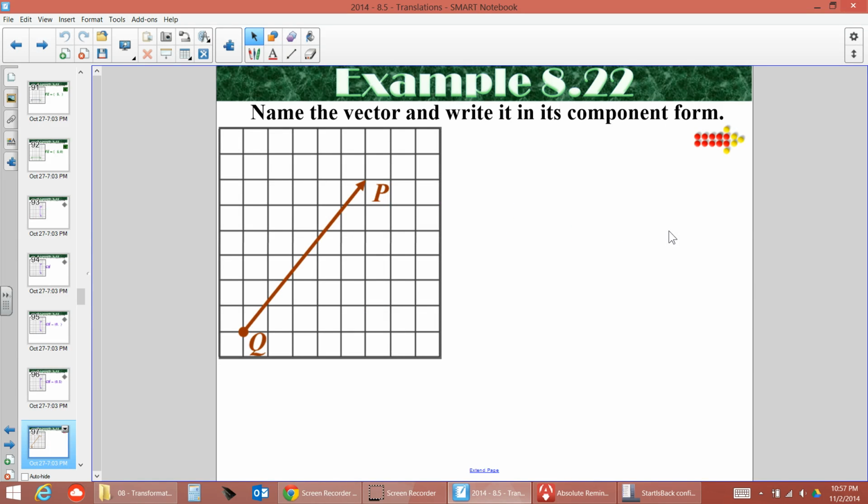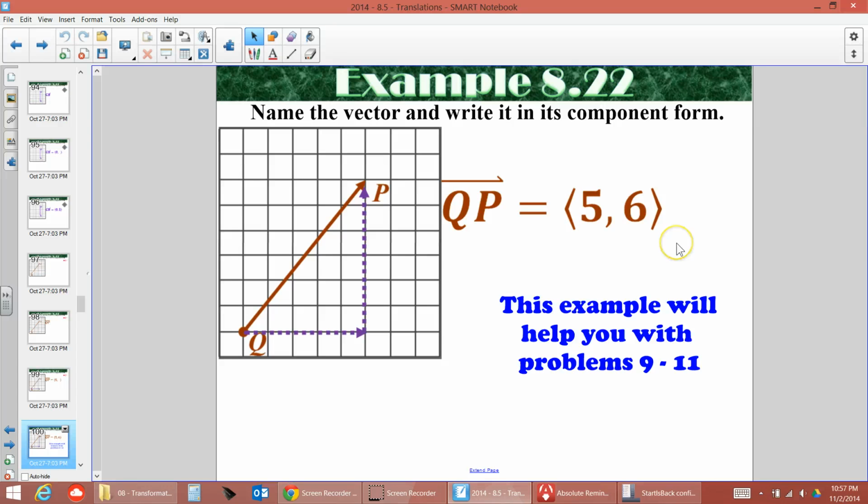All right, same process. Starts at Q, goes to P. That means it's ray or vector QP. My components are positive 5 and positive 6. So this will help you with problems 9 through 11.